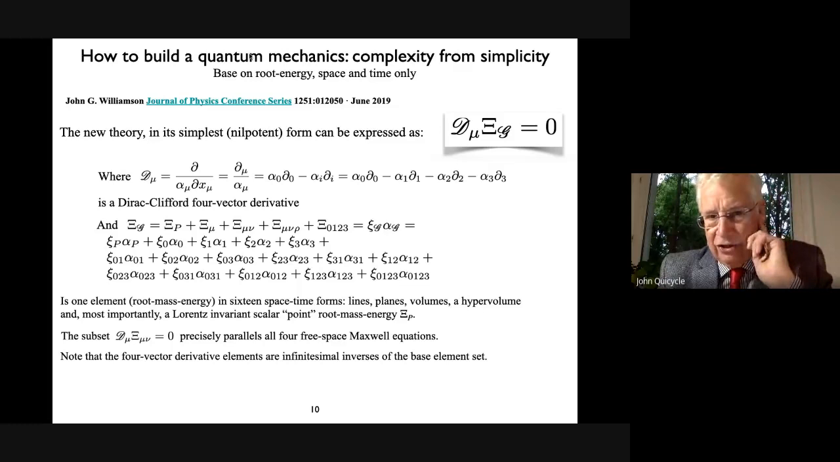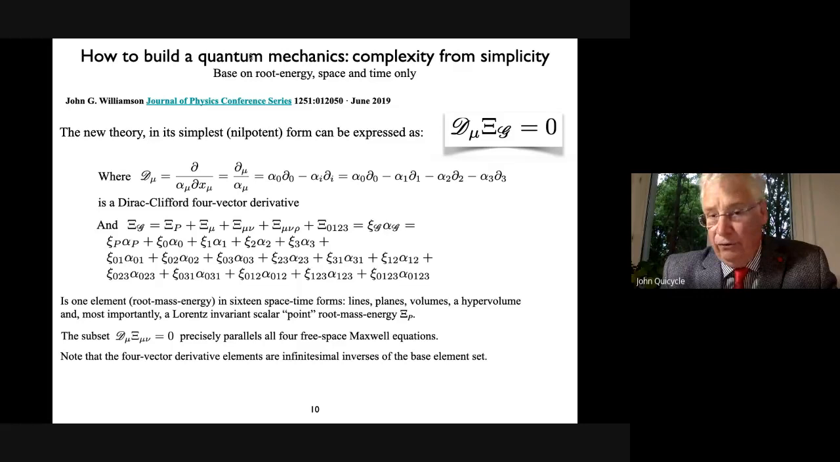They are all infinitesimal inverses. They're something divided by a bit of space or a bit of time, but they all contain an inverse of the base element set. These are co and contra, and if you look at the variables in terms of normal parlance in tensor algebras, the thing multiplied by is co and the thing divided by is contra, for example.